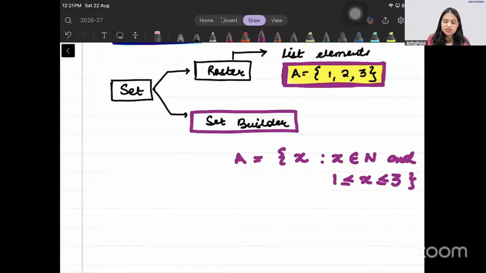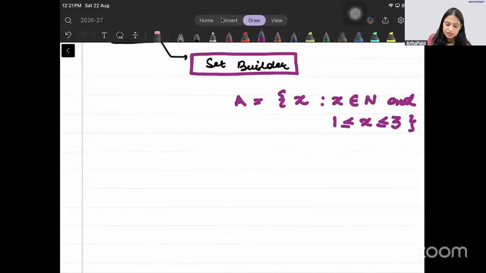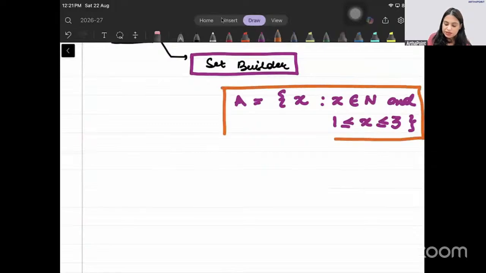In the roster form, we are listing all the elements. Here I am not listing all the elements. Here I am going ahead and saying what is the primary definition of the set, that is, what is the property of the elements in this set. That is what I'm defining. So that's the difference between your set builder form and your roster form.